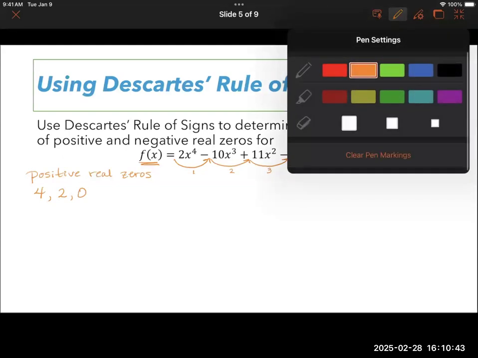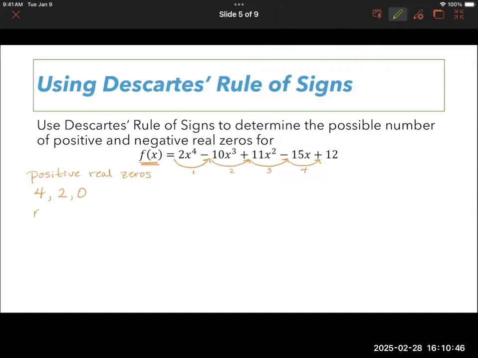Now, for the negative real zeros, we need to find f of negative x. So we are going to substitute negative x in for each of the x's. And then we're going to simplify.